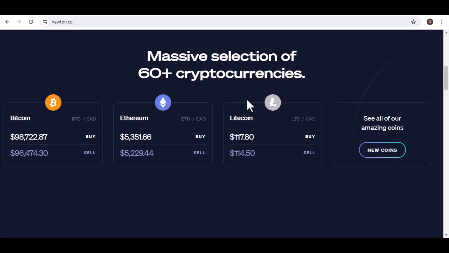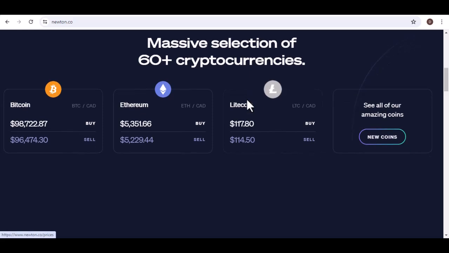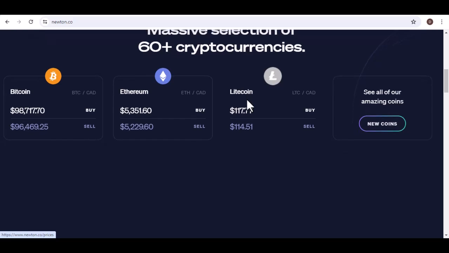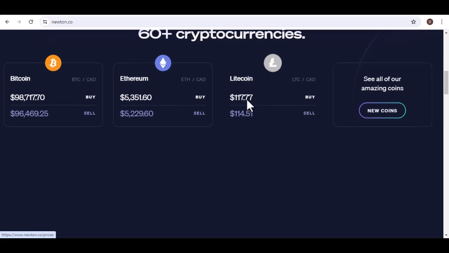Market volatility. Remember that the cryptocurrency market can be highly volatile. It's important to do your research and understand the risks involved before investing. Customer support. If you have any questions or encounter issues, Newton's customer support team is available to assist you.